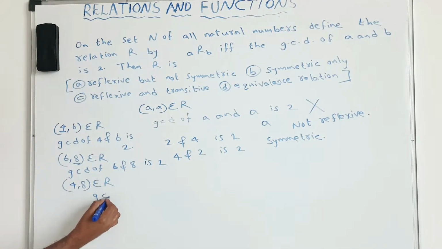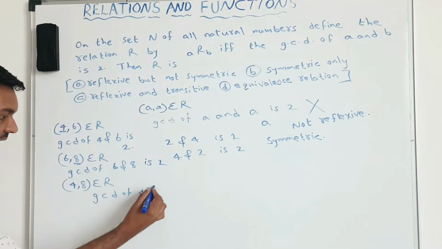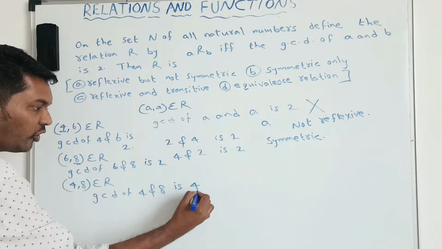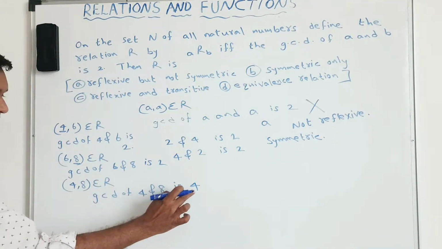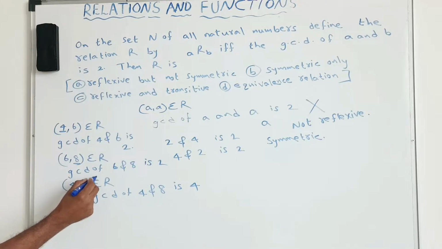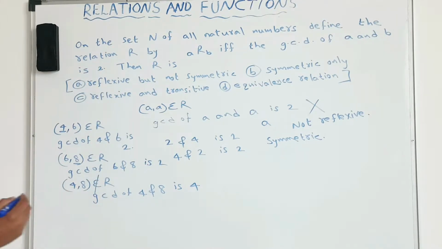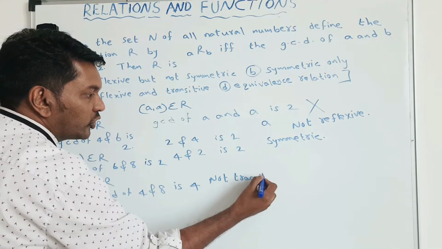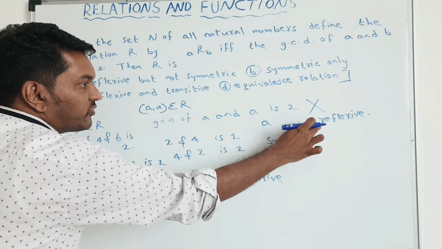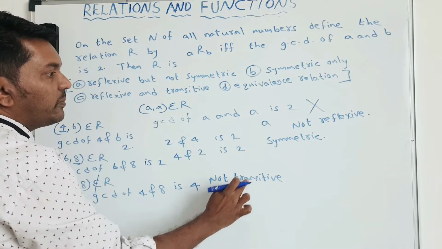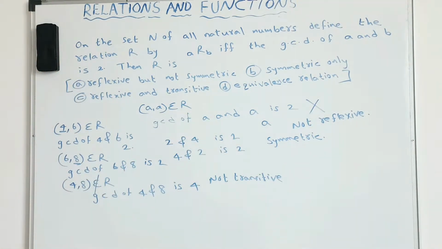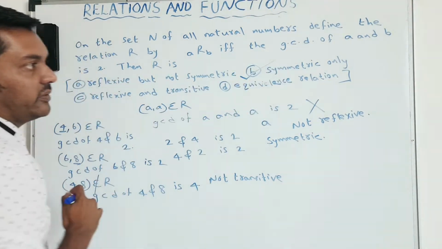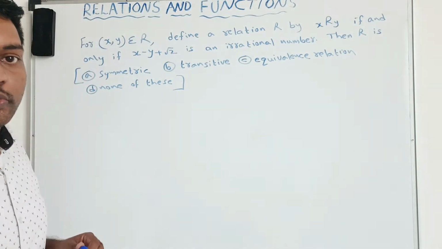So the GCD of 4 and 8 is not 2. The greatest common divisor of 4 and 8 is 4. So 4 comma 8 is not an element of R. So it is not transitive. So you got it as not reflexive, not transitive, but it is a symmetric relation. So our answer is option B. This relation is symmetric only. Now we will move to another question.